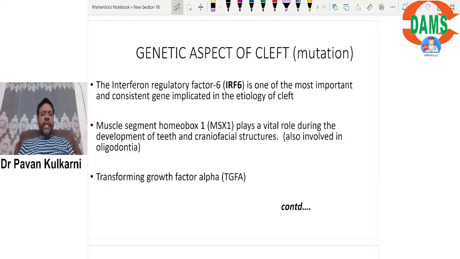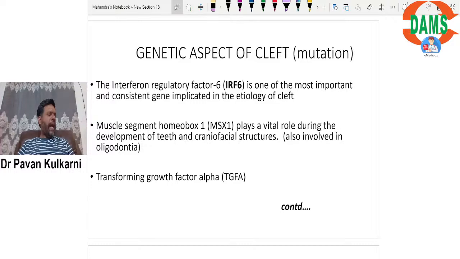There is one more gene called MSX1. What is MSX1? Muscle segment homeobox 1. This is a very important gene, which, as all of us know, is involved in the development of the teeth and the paraoral structures. This MSX1 gene mutation is also involved in oligodontia. So remember, the gene involved in both cleft as well as oligodontia is MSX1. The most consistent gene mutated in cleft is IRF6.